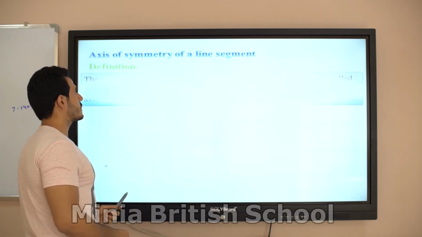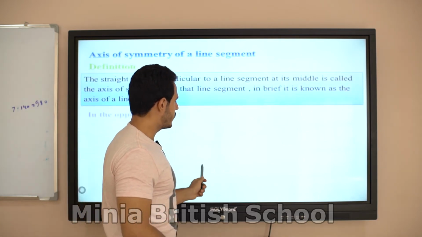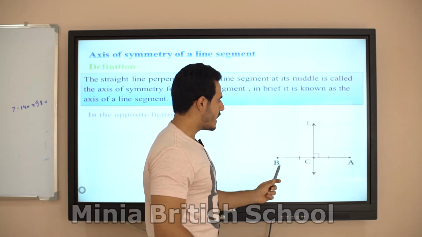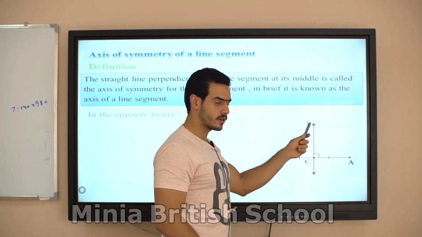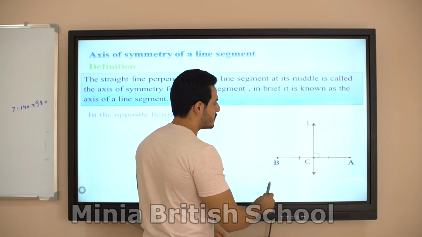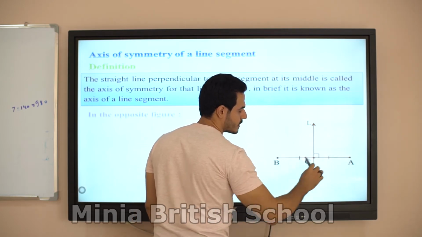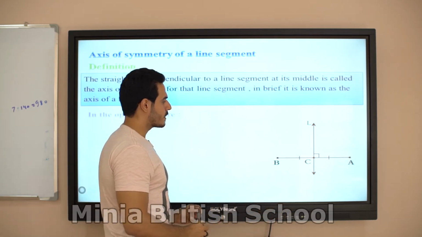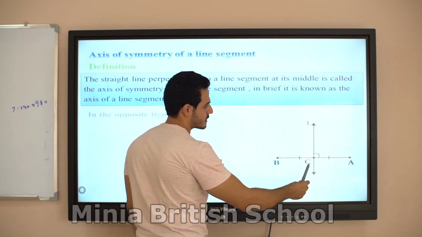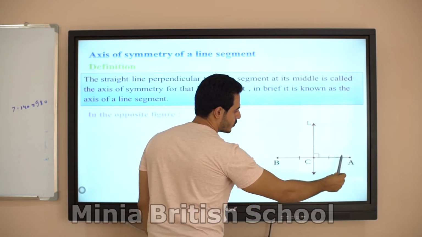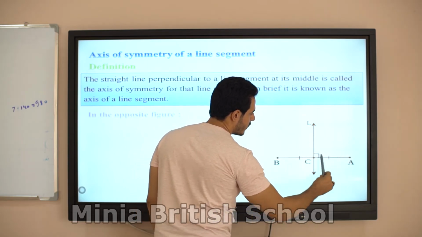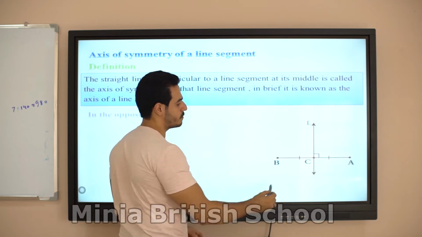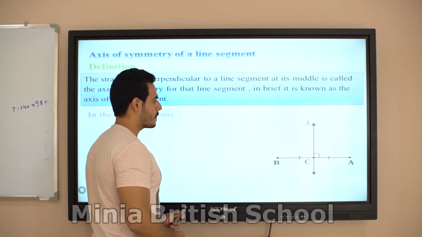Now let's take axis of symmetry. What's the meaning of axis of symmetry? Axis of symmetry is a straight line, okay, perpendicular to a line segment at its middle. Again, axis of symmetry is a straight line perpendicular to a line segment at its middle or midpoint. Okay?